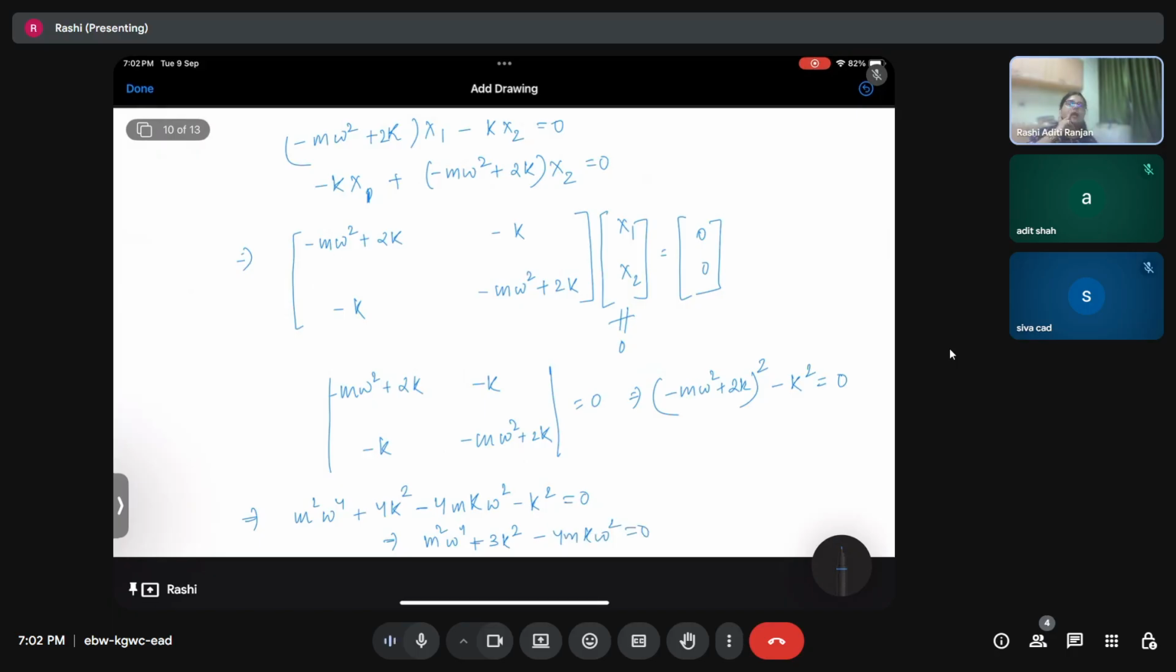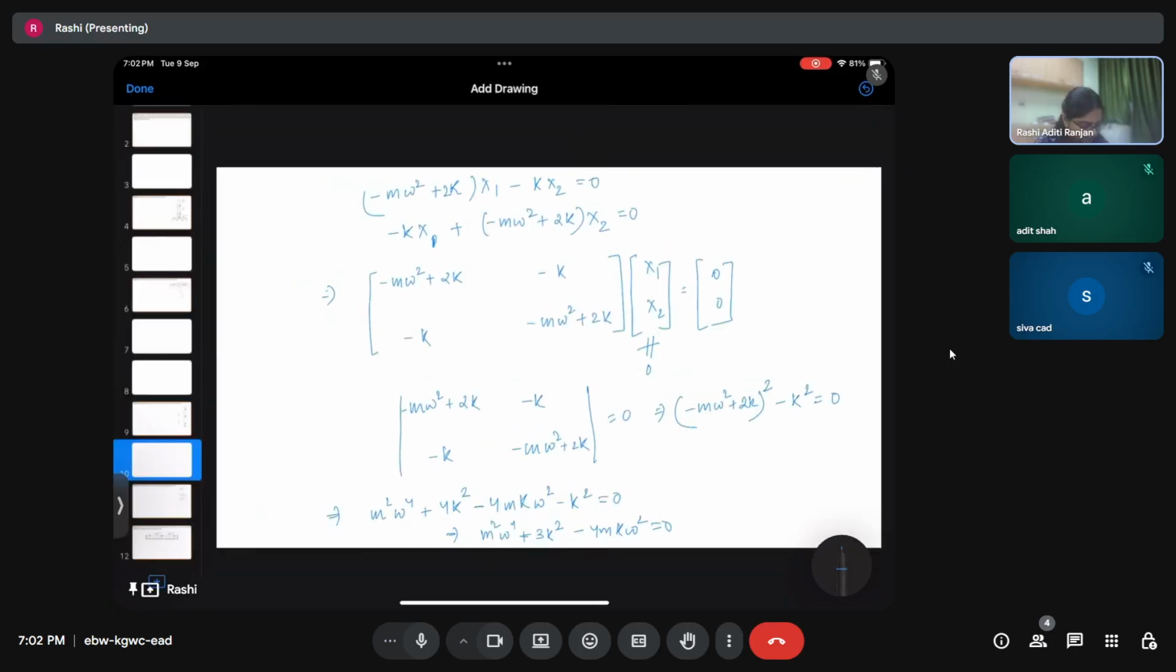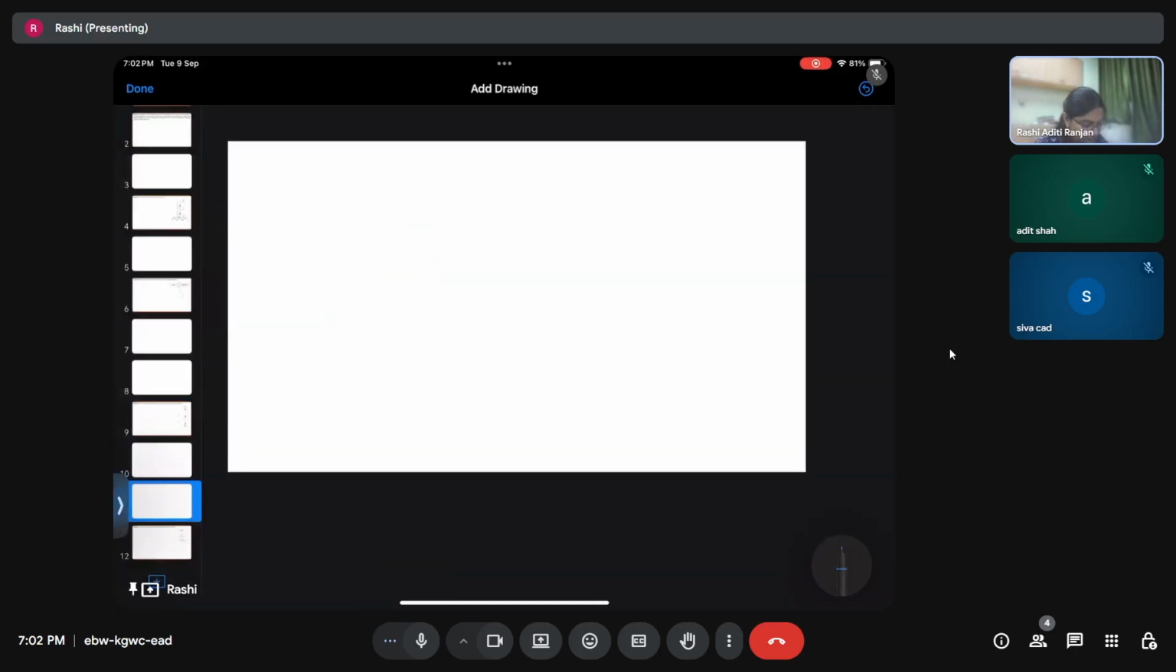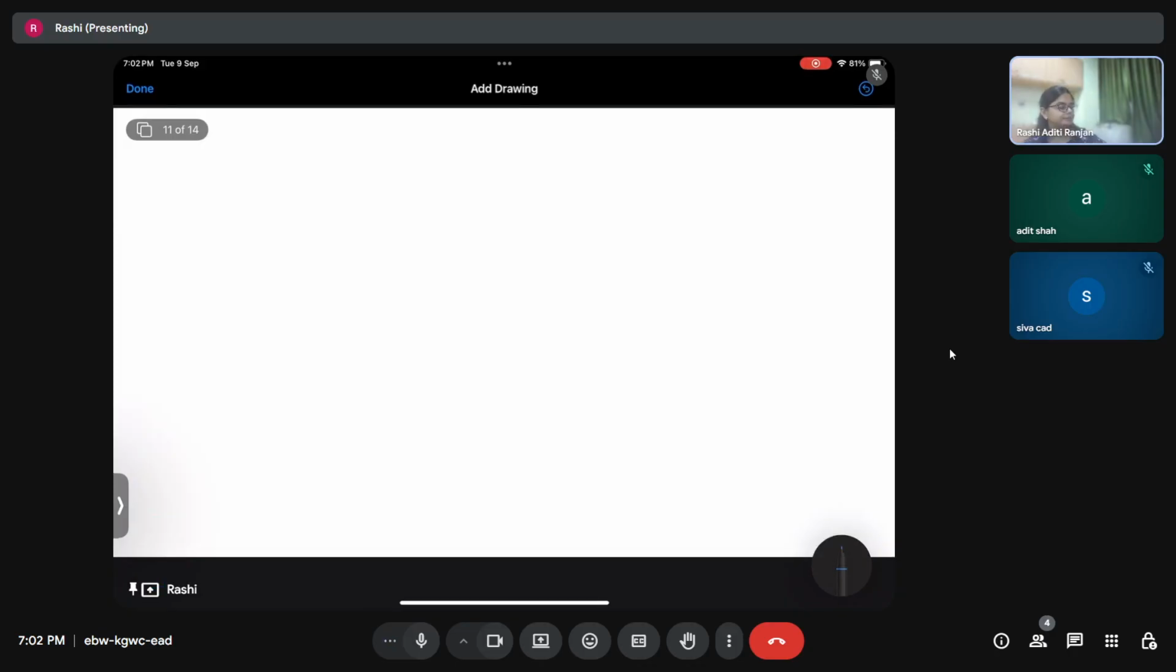So for now we can assume that omega square is equal to omega dash. Then it will be a quadratic equation, and for the quadratic equation we know how to find the roots, because the roots are going to give us the natural frequencies of the system. So let omega dash equal omega square. Our equation becomes m square omega dash square minus 4 m k omega dash plus 3k square is equal to 0.